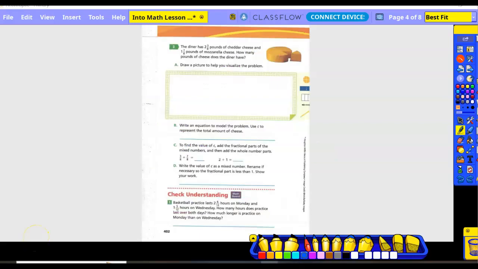The diner has 2 3/8 pounds of cheddar cheese and 1 7/8 pounds of mozzarella cheese. How many pounds of cheese does the diner have? Let's pull out what we have. 2 3/8, 1 7/8. So what am I going to draw for 2 3/8? You're going to draw 3 boxes and break them into what? 8.